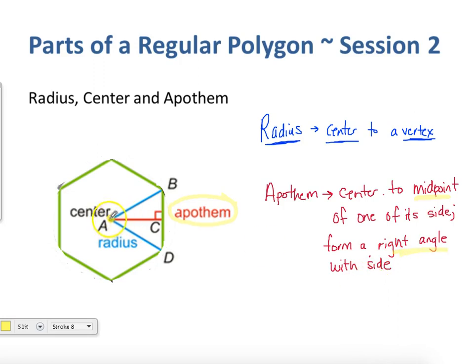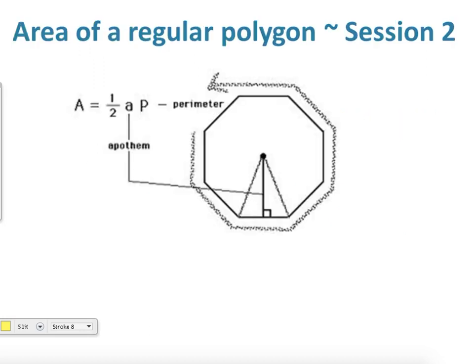So again, the apothem goes from the center out to the side, breaking that side into 2 equal parts because it intersects the side at the midpoint, and it also must form a right angle, and that's what an apothem is. You're going to need to know what the apothem is to find the area of a regular polygon. So it's important that we know the parts of a regular polygon. Are you ready to move on?